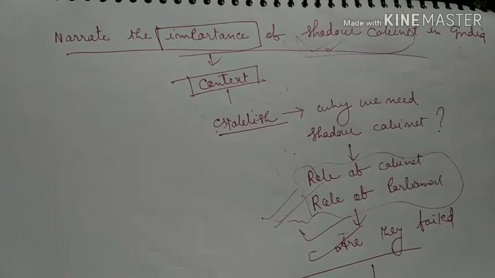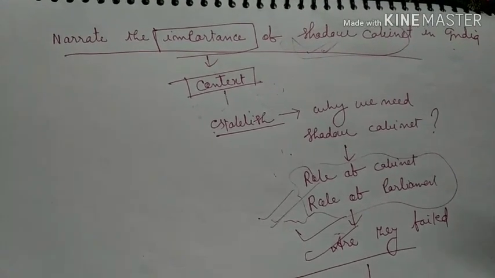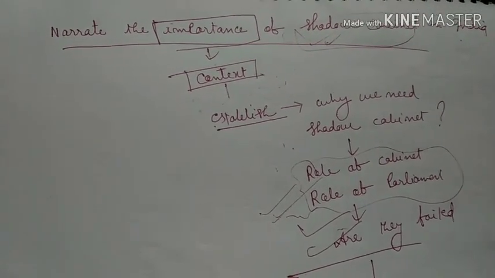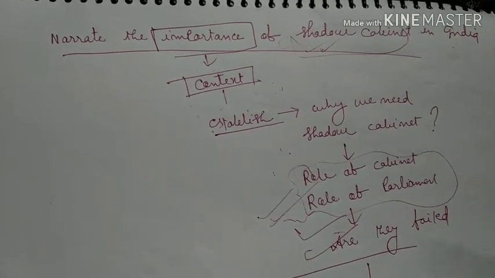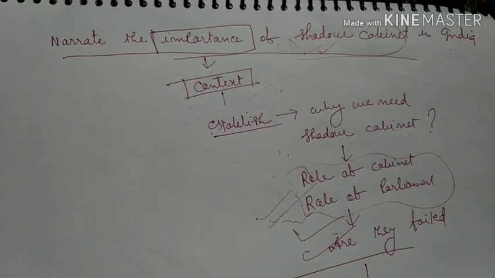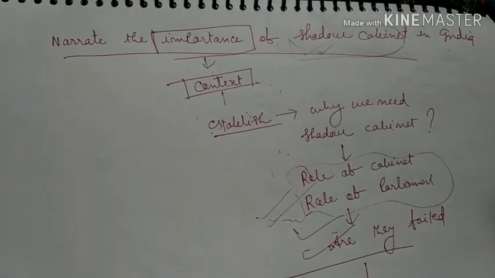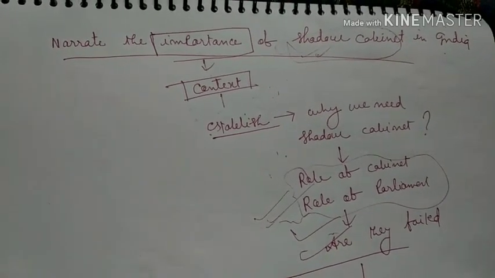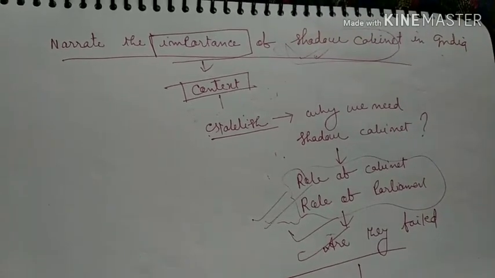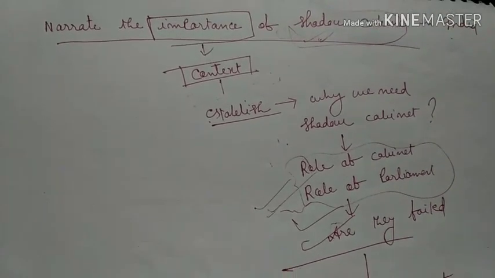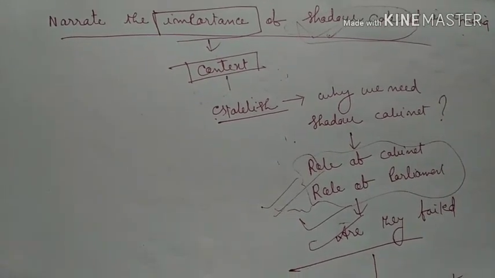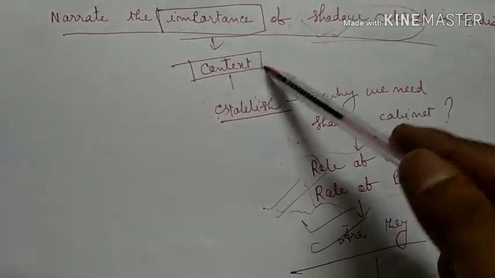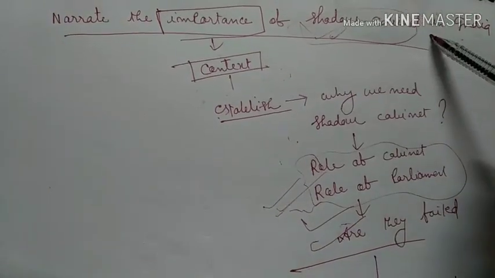Today I will not reiterate the same things about the general characteristics of a good answer. You can refer to our earlier videos if you want to know some of the characteristics of a good answer. The link will be given in the description and comment box. So today I will directly come to the question. The question is, narrate the importance of the shadow cabinet in India.